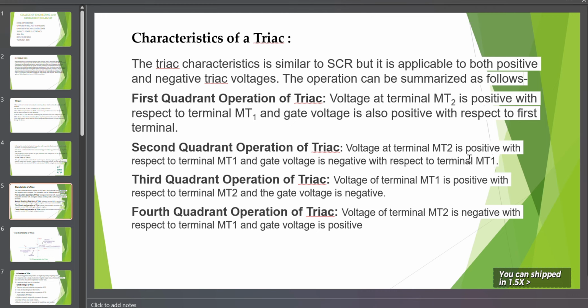And second quadrant operation: voltage at terminal MT2 is positive with respect to MT1 and gate voltage is negative. তখন এটাকে বলবো second quadrant operation. And third quadrant operation: voltage at MT1 is positive with respect to MT2 and gate voltage is negative, it is called third quadrant operation. And fourth quadrant operation: voltage at terminal MT2 is negative with respect to MT1 and gate voltage is also positive, it is called fourth quadrant operation. Next slide.